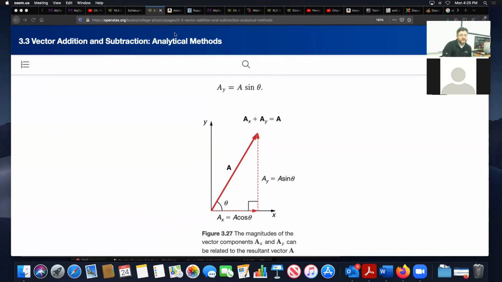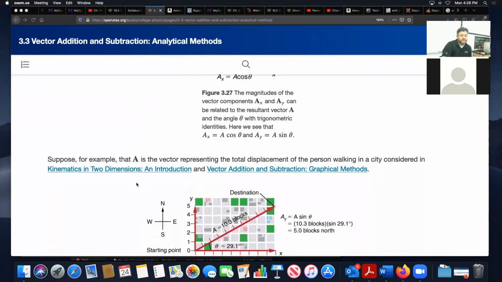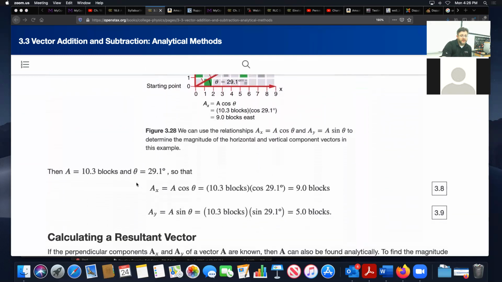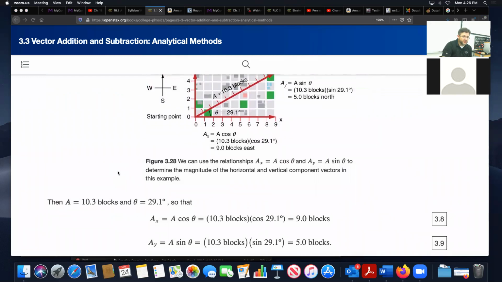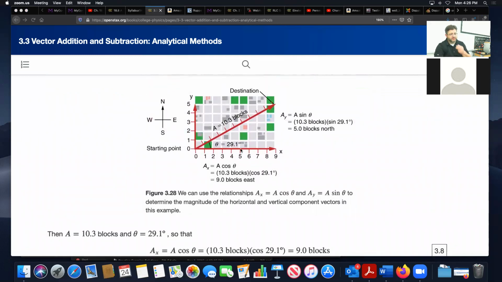Now, why do we want to do this? Why do we want to break this down into components? Because it seems like a lot of work. Well, one of the reasons is because we can do math with these. Remember when we were just doing geometry, we couldn't actually do the math. We could do the math with Pythagorean theorem. So two vectors like this, we could add together to get A equals 10.3 blocks. You can do that because it's Pythagorean theorem. These two things are perpendicular to each other. This vector and this vector are perpendicular. When you add them, it's Pythagorean theorem, you're good.